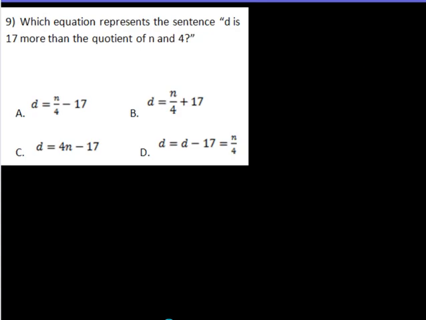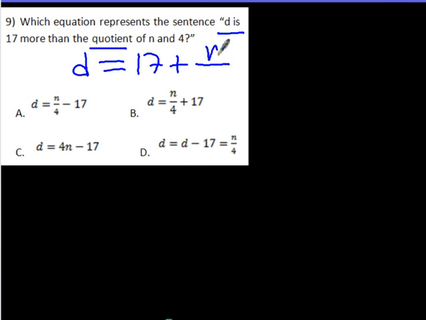Which equation represents the sentence: D is 17 more than the quotient of n and 4? Just translate directly. Remember, is means equal. So D equals 17 more than, add 17 to it. If you're adding, you can start with it or end with it. It doesn't matter. The quotient is divide, so I'm dividing something of n and 4.